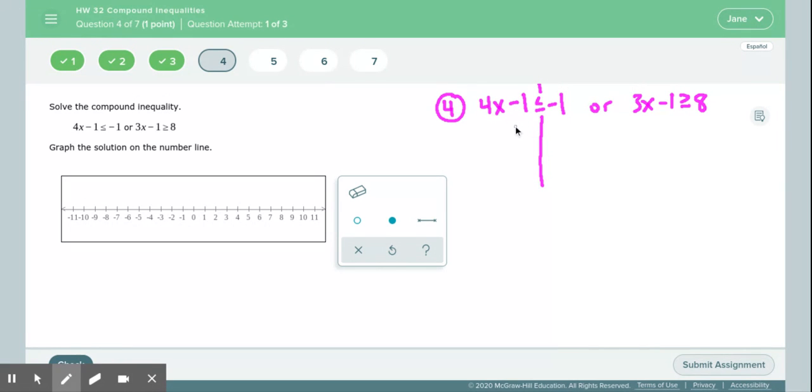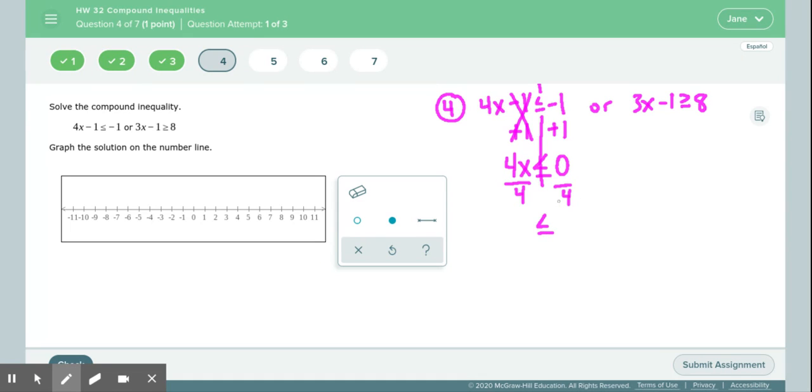So I get rid of this -1 first by adding 1 to both sides. My -1 plus 1 cancels out. This leaves me with 4x is less than or equal to -1 plus 1 is 0. X is still being multiplied by 4, so the opposite of multiply is divide. I'm dividing by a positive number, which means I keep the same inequality, less than or equal to.